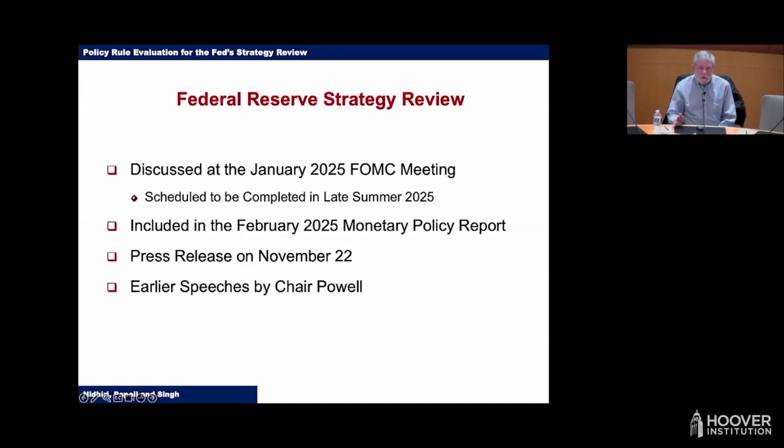The Federal Reserve, as everybody knows, has started a strategy review, its second strategy review. This was discussed at the January 2025 FOMC meeting. There's something in it in the February 2025 monetary policy report. There were press releases and earlier speeches by Chair Powell, and I think the first was actually at Stanford GSB, where he mentioned it, and the new thing from the FOMC meeting is that it's scheduled to be completed in late summer 2025, where earlier they were talking about end of 2025. Which of course he didn't say, I'm assuming will be announced at the Jackson Hole conference.